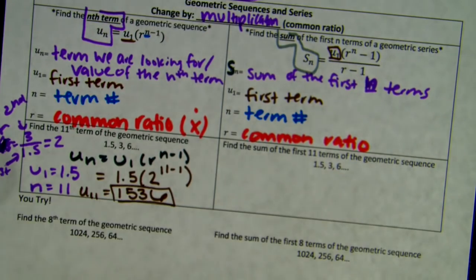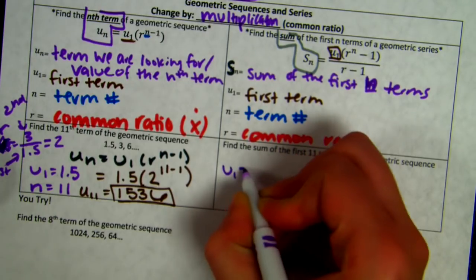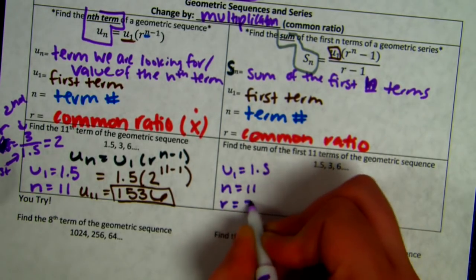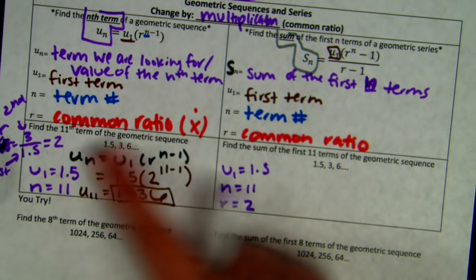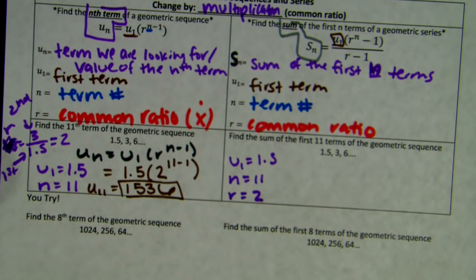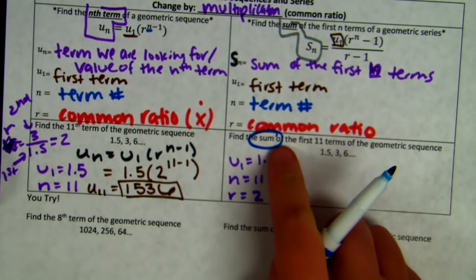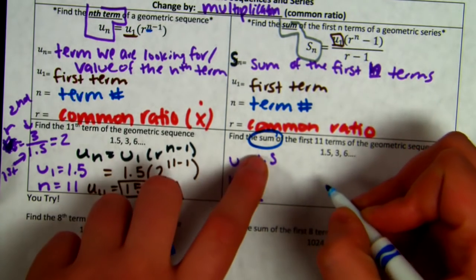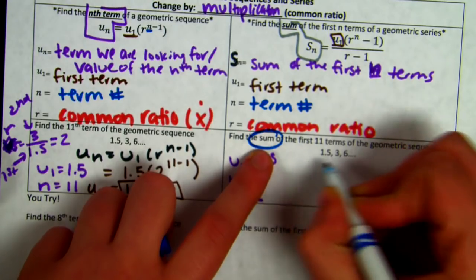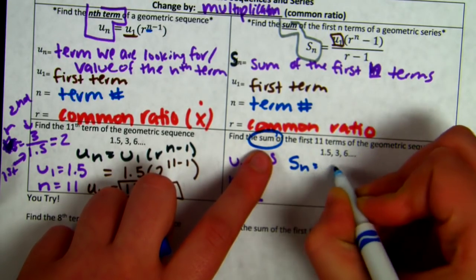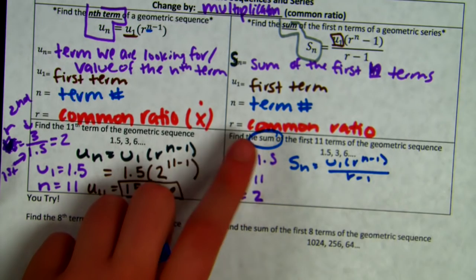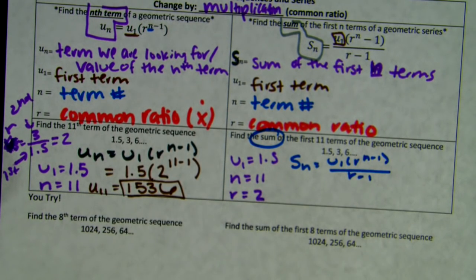It's the same sequence, so I know that my first term is going to be 1.5. I know that n is going to be 11. And I know that my common ratio is going to be 2 because that's what I found over here, and the sequence is the same. The only difference is that it tells me I'm looking for the sum. So I know that I'm going to use this formula here because it tells me I'm looking for the sum. So I know I'm going to use the formula Sn equals u1 times r to the n minus 1 over r minus 1. And notice I already have all the information I need.